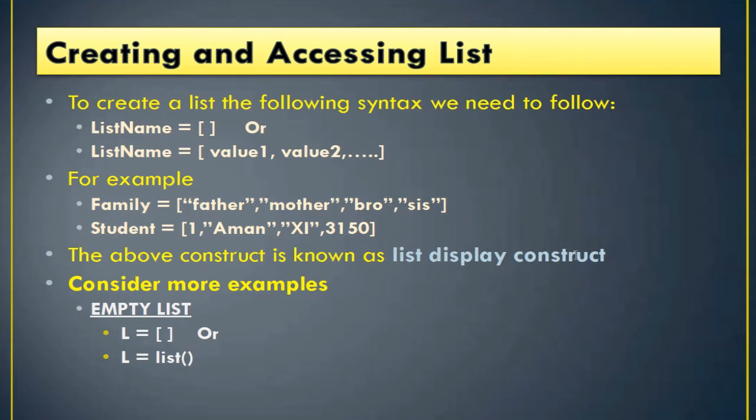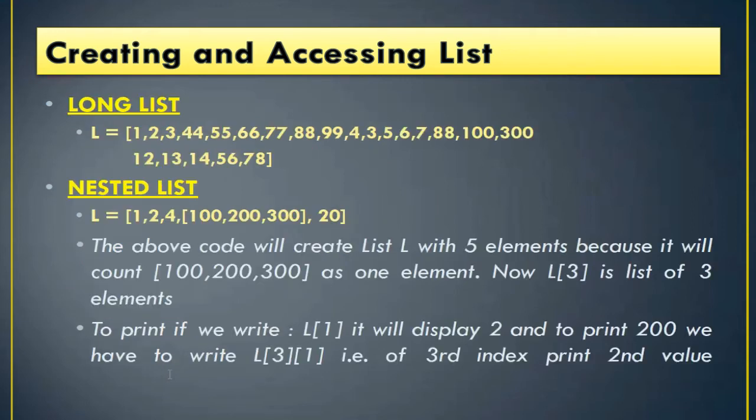Now the above construct is known as list display construct. Consider a few more examples, like empty list. If you want to give the empty list, then L equal to empty brackets, or L equal to list() with empty brackets. This is the syntax used for an empty list. Next is long list. If you want to give a long list, then this is the value of a long list.